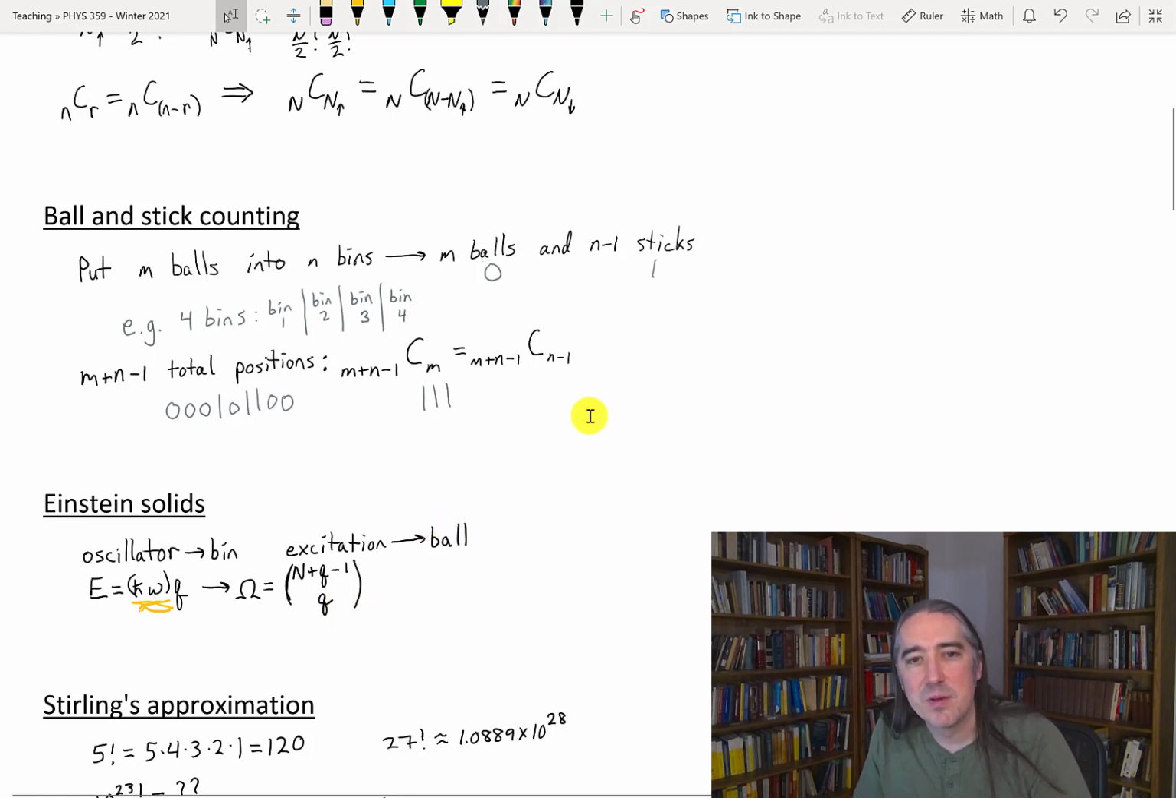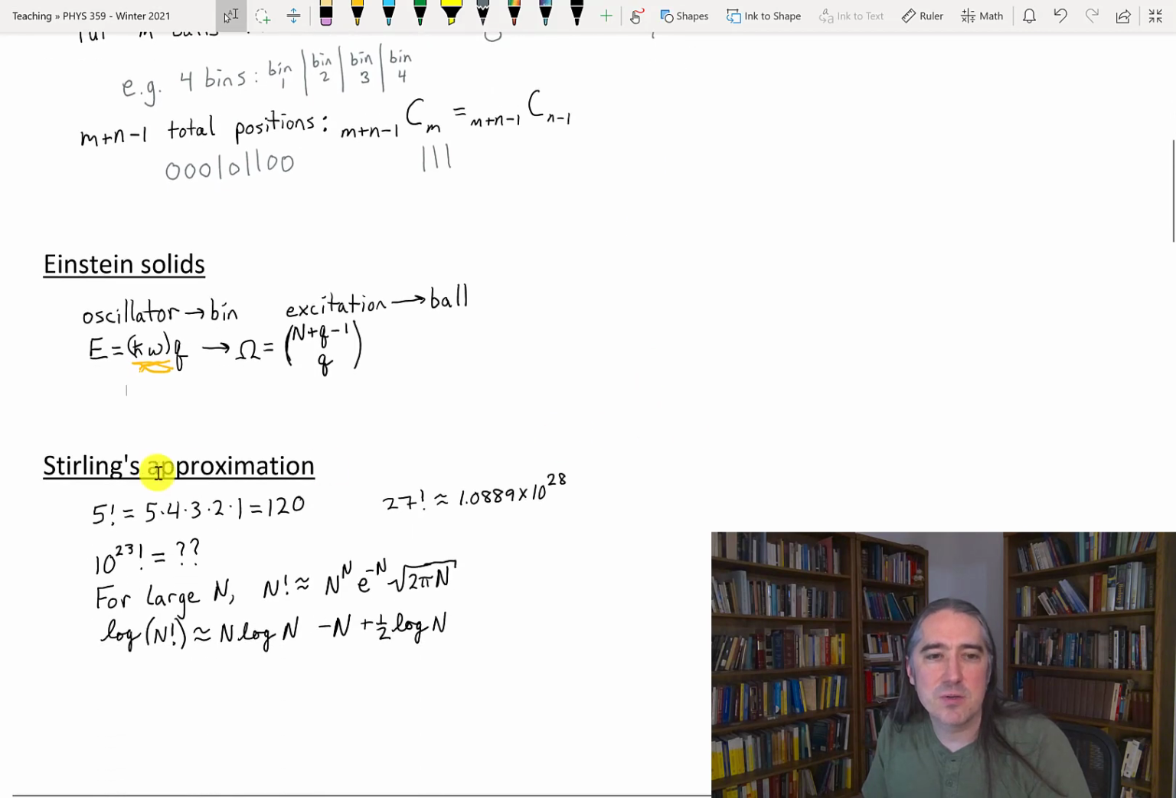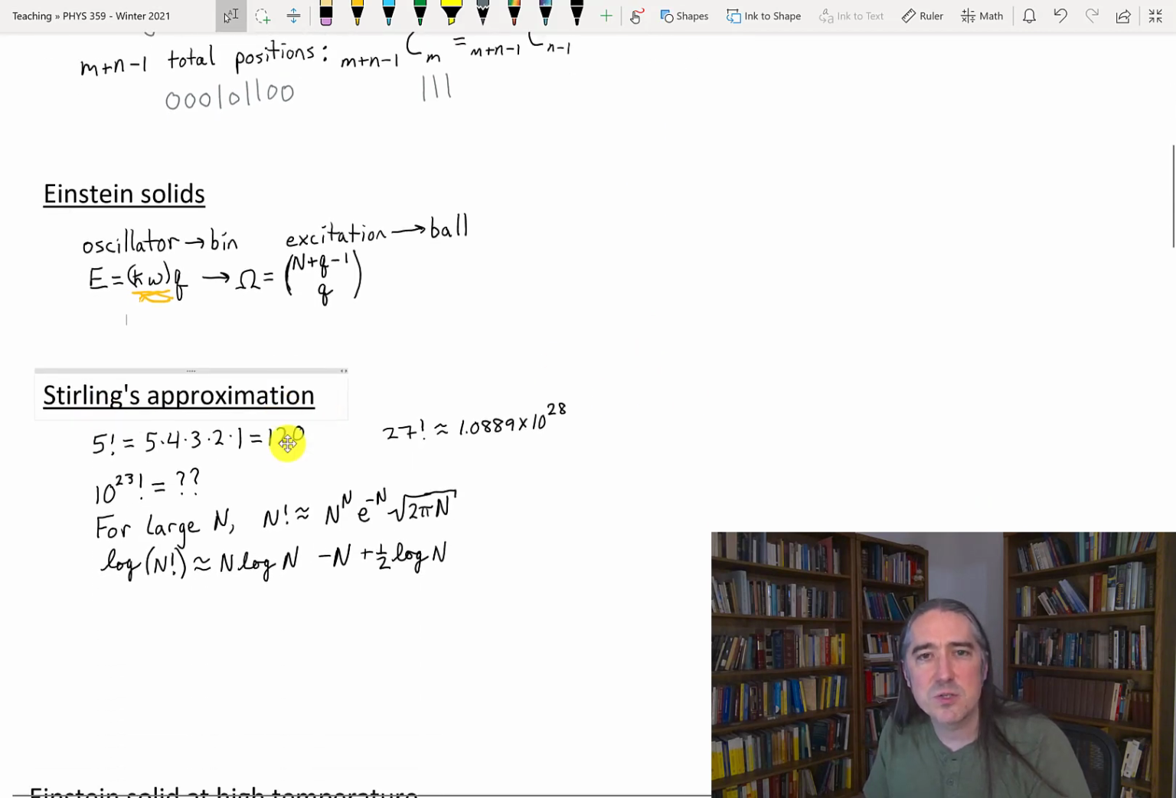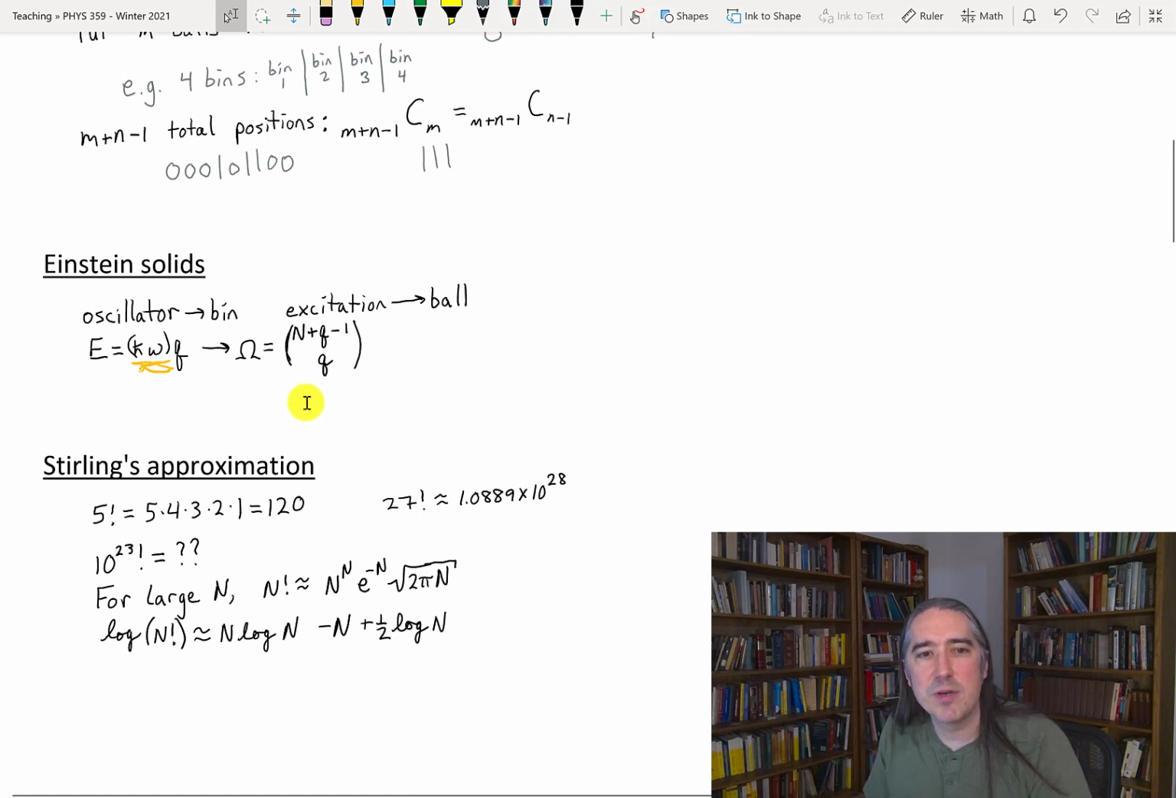Okay, the last combinatorial thing I want to go over is Stirling's approximation. So Stirling's approximation is how we deal with all of the factorials that are going to come out of these combinations, right? Every time we do a combination, we get 3 factorials. Okay. So if we were working with small numbers like 5, you can write it out by hand, get your answer. If we were working with slightly larger numbers like 27, we could put it into a calculator and get the answer, and it's quite big.